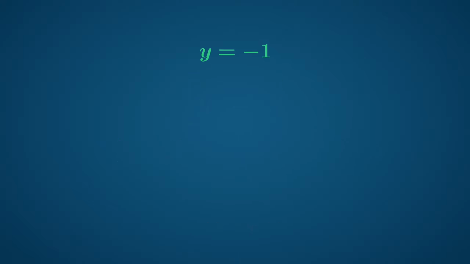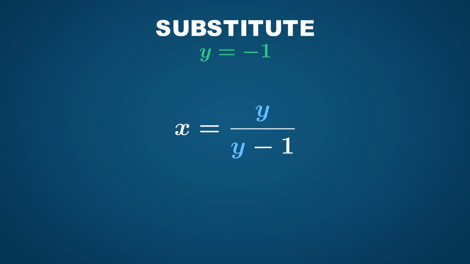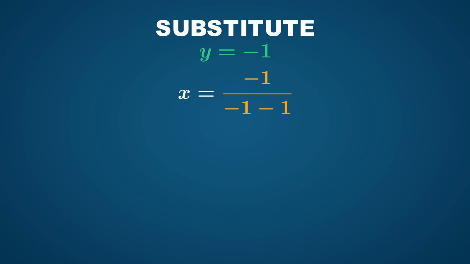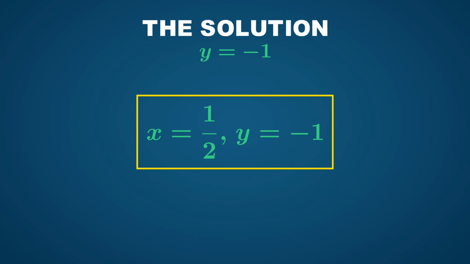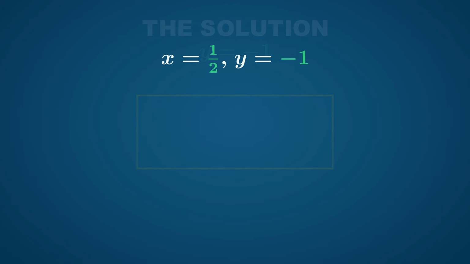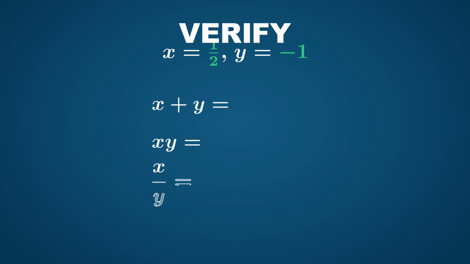We substitute negative 1 for y into our expression x equals y over y minus 1. This gives negative 1 over negative 1 minus 1, which is negative 1 over negative 2, or positive 1/2. The solution is x equals 1/2 and y equals negative 1. We verify this by plugging the values into the original equation.